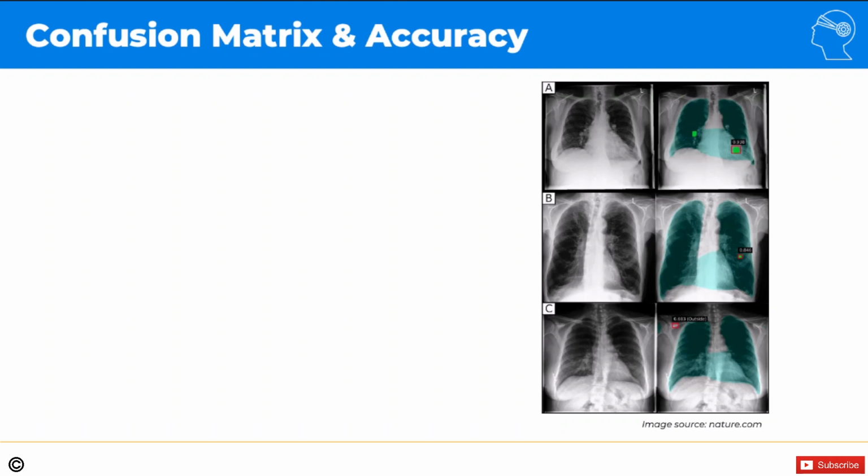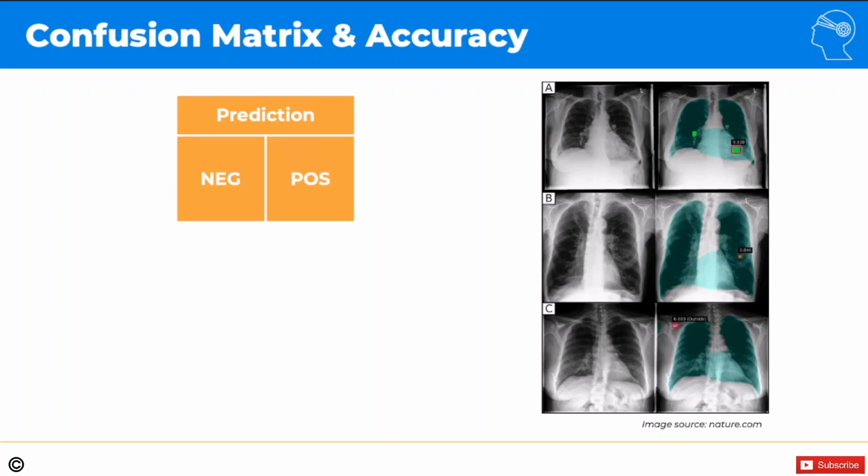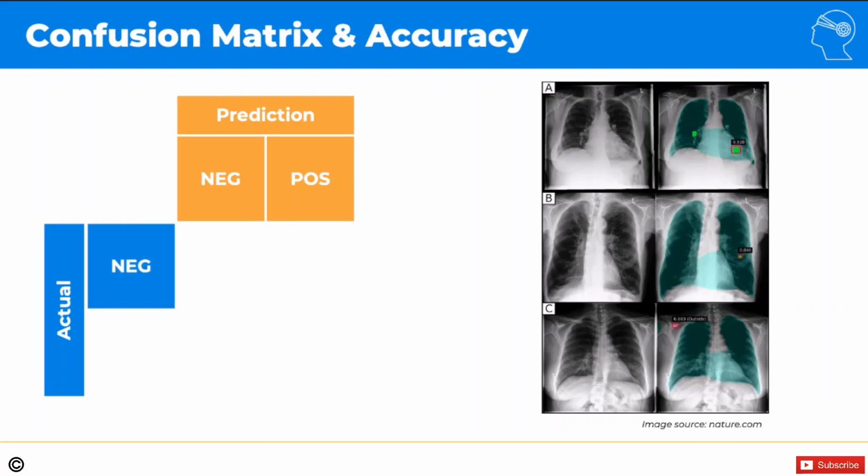So we're going to build a matrix here on the left. On the top, we have the prediction of our model, and it can be negative, no cancer, or positive, yes, there is cancer. And then on the left, we have the actual state of things. Is it negative? There is no cancer. In reality, there is no cancer. That person doesn't have cancer. Or positive, that person does have cancer.